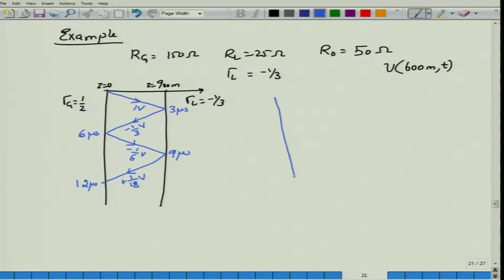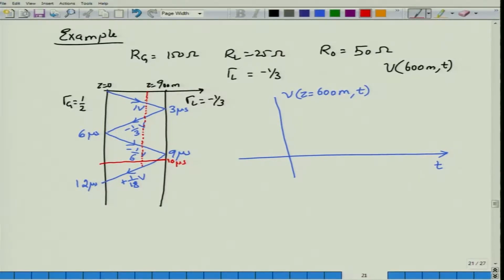So we want to find out what is the voltage as a function of time at a fixed distance along the transmission line, which is at z equal to 600 meter. In order to do that, we go back to the same condition. We drop a line, or a slice, at z equal to 600 meter, and we need to drop this line until 10 microseconds. So this is 10 microsecond and we have dropped it. Now it is easy for us to see what is happening.